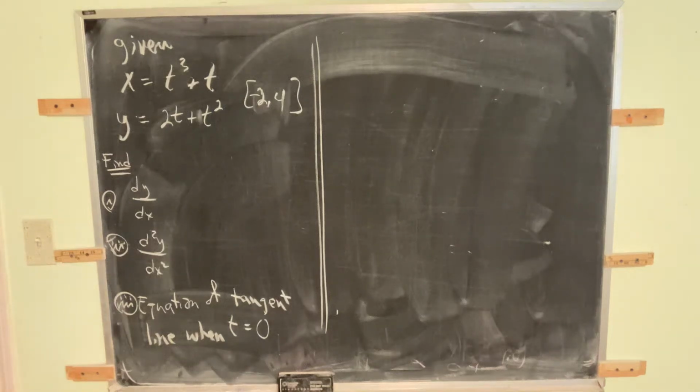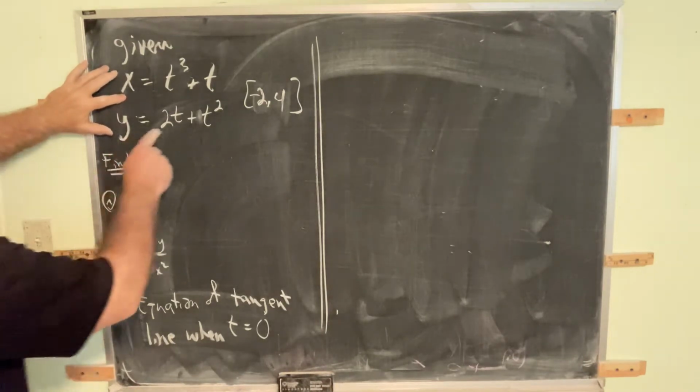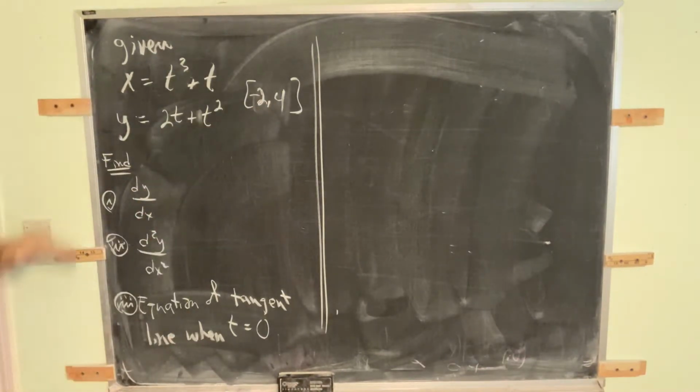All right, so let's work through a specific little example here. We're given a set of parametric equations, x is equal to t to the third plus t, y is equal to 2t plus t squared, and this is from -2 to 4. We're asked to find three things. Number one, dy/dx. Number two, the second derivative of y with respect to x. And then the equation of the tangent line when t is equal to 0. So let's see if we can play through all this and make sure we know what's going on with this.